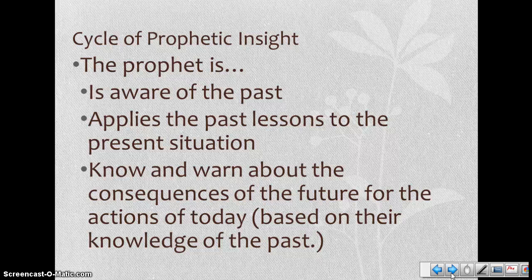For example, if a prophet comes to the Israelites and says, "Hey, Israelites, in the past, we committed idolatry. In the present, we're committing idolatry again. In the past, when we committed idolatry, we were punished. So we can predict that if we continue to commit idolatry in the present, we'll probably be punished in the future." So it's a cycle.